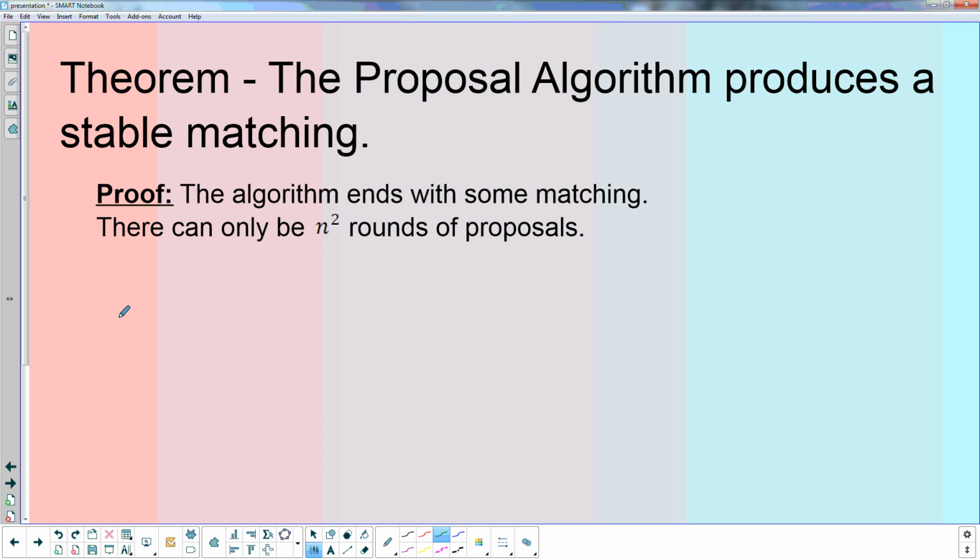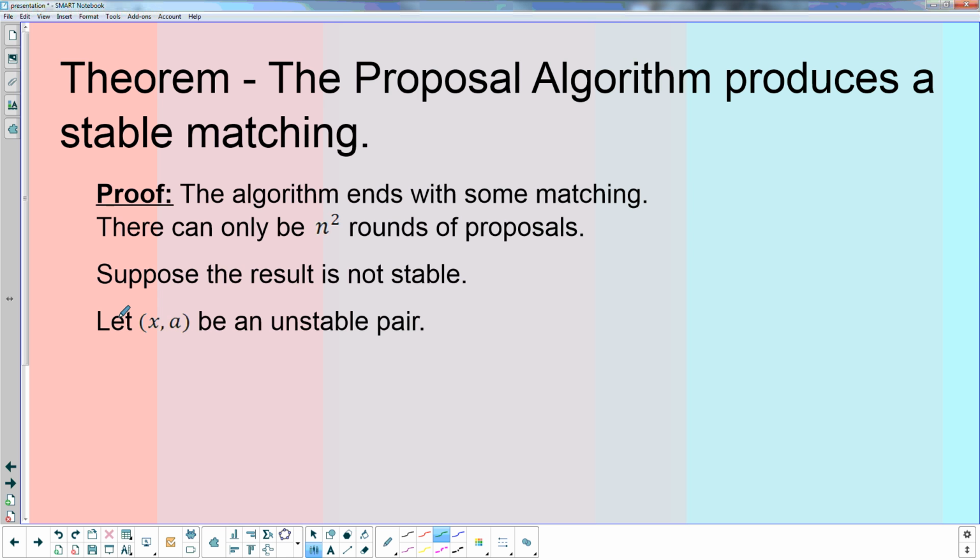And in fact, there are at most n squared rounds of proposals, because of the fact that there are n men and n women. So to prove that the algorithm produces a matching that's stable, we're going to suppose the contrary. We're going to go by contradiction here and say that the result isn't stable.